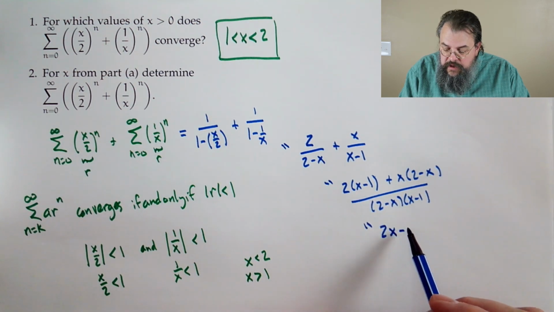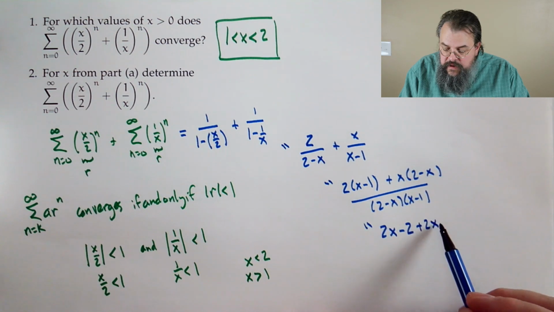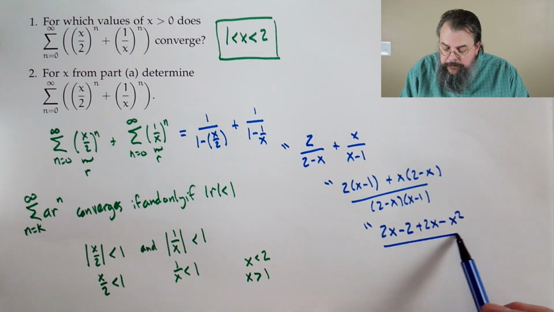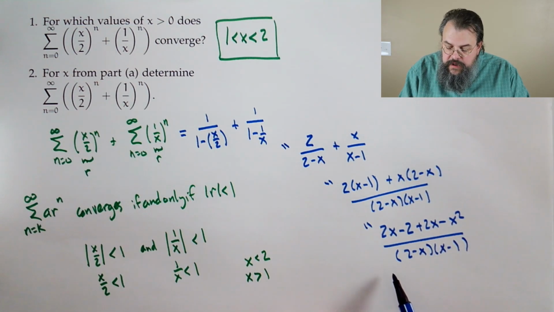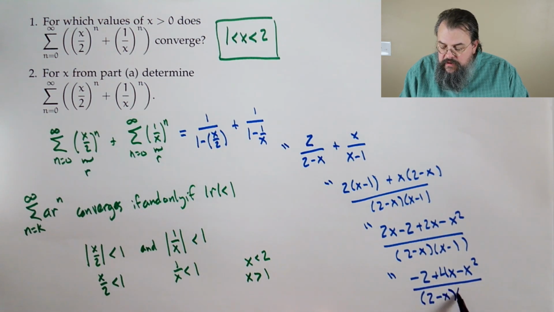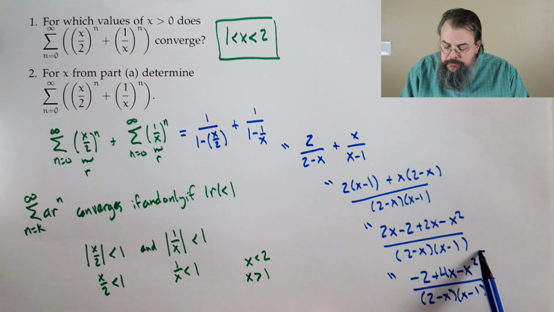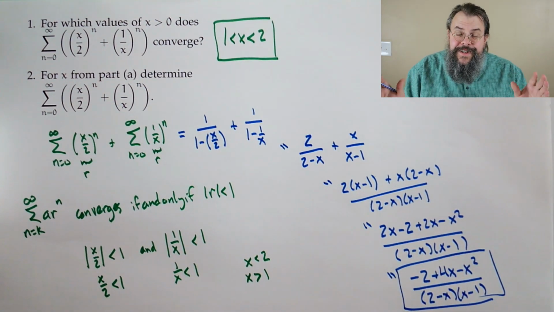That's 2x minus 2, and then plus 2x minus x squared, divided by (2 minus x) and (x minus 1). Not a lot of simplification, but we get minus 2 plus 4x minus x squared, divided by (2 minus x) times (x minus 1). And that's it. We're done.